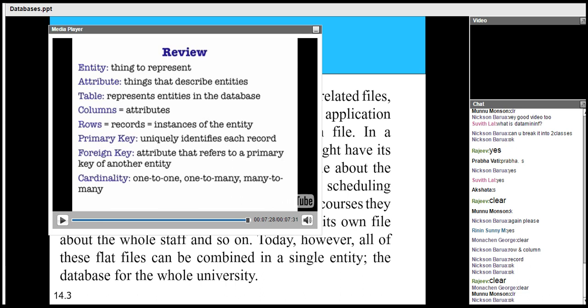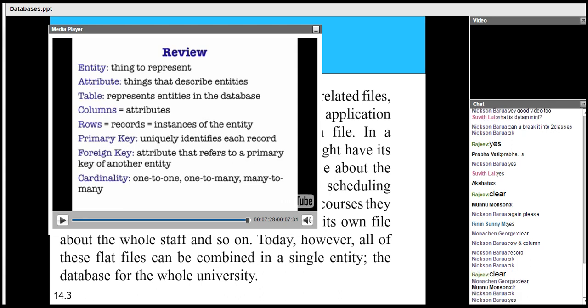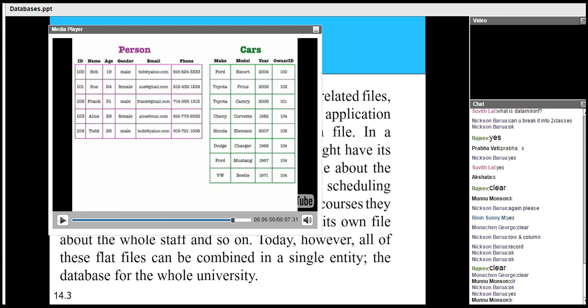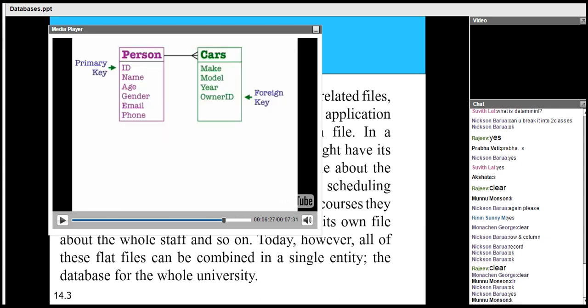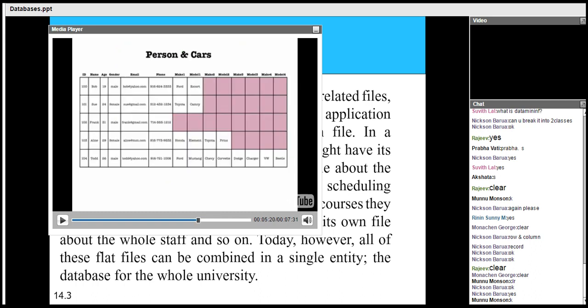Okay, so do you understand this part, everybody? Now it is talking about the record. Now there comes the concept of primary key and the foreign key. What are primary keys and foreign keys? Suppose right now I have shown you that there are persons. Now there is a person. We are talking about Bob, Sue, Frank, Alice.